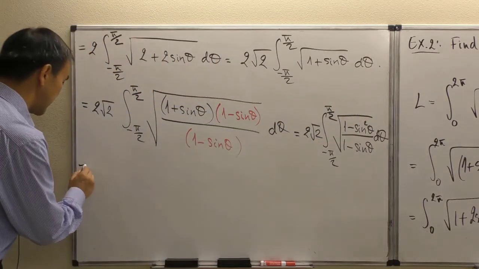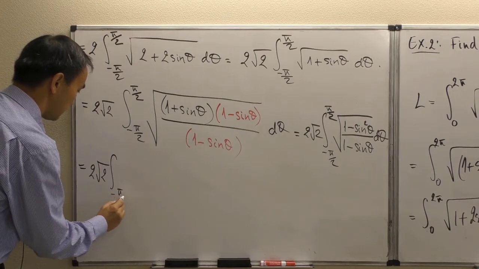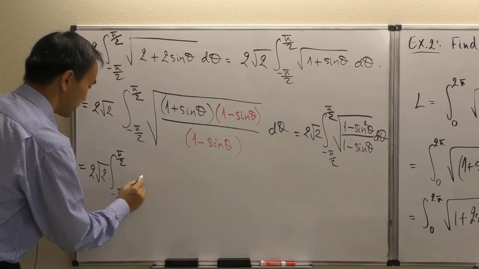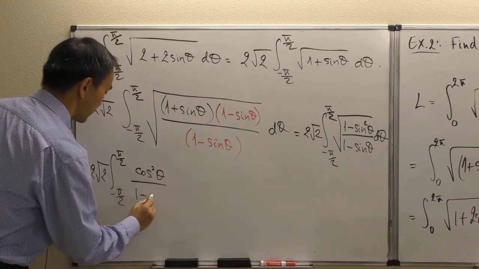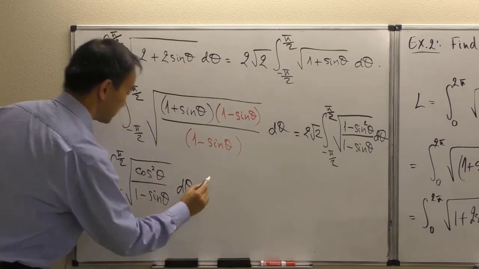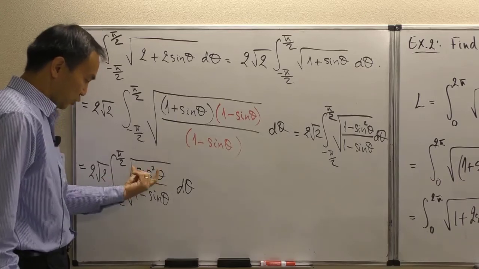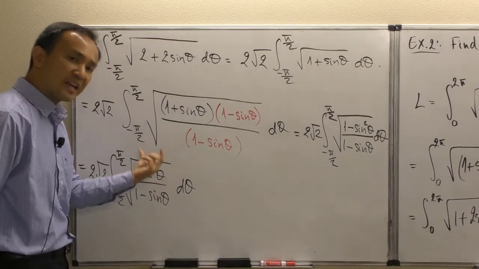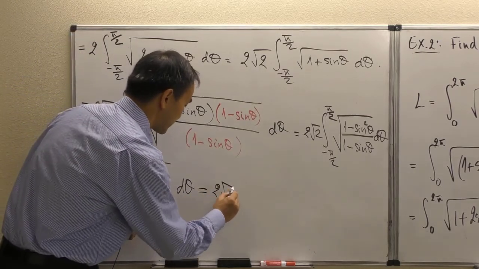So in my next step, 2 times square root of 2, the integral from minus pi over 2 to pi over 2, but then it's a square root of cosine square theta over 1 minus sine theta, d theta. And so now again, I am going to make the argument that the cosine square of theta over here can be taken out of the square root, but in the next step it must become the following.